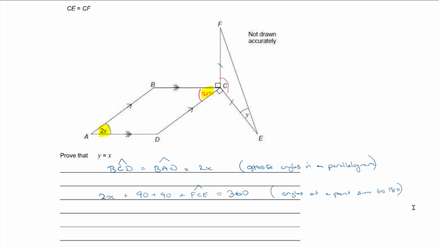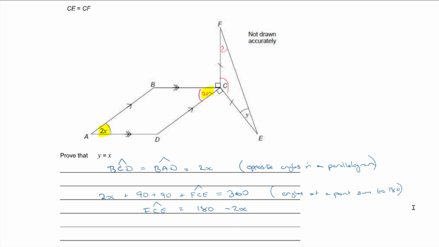Okay, so then just tidying that up, I'm going to say that angle FCE is equal to, taking those 90s away from 360, that's going to give me 180, and then taking the 2x to the other side, I get FCE equals 180 minus 2x. Okay, and then that triangle there is isosceles, isn't it? So in isosceles triangles, base angles are equal. So that one up there is also y.